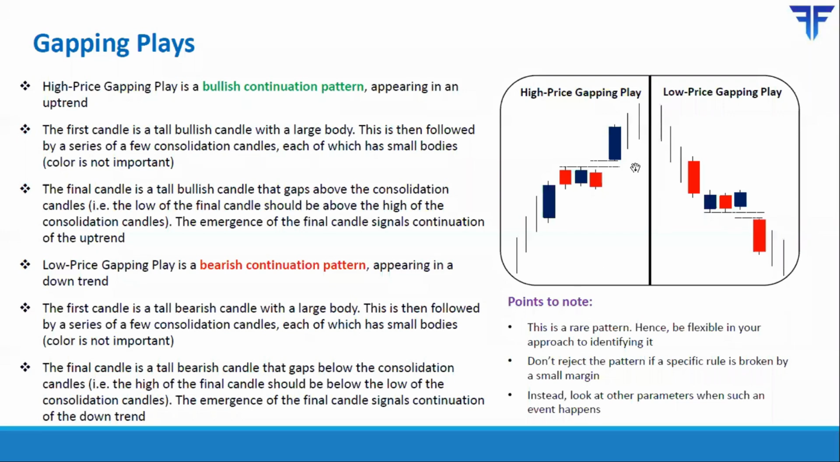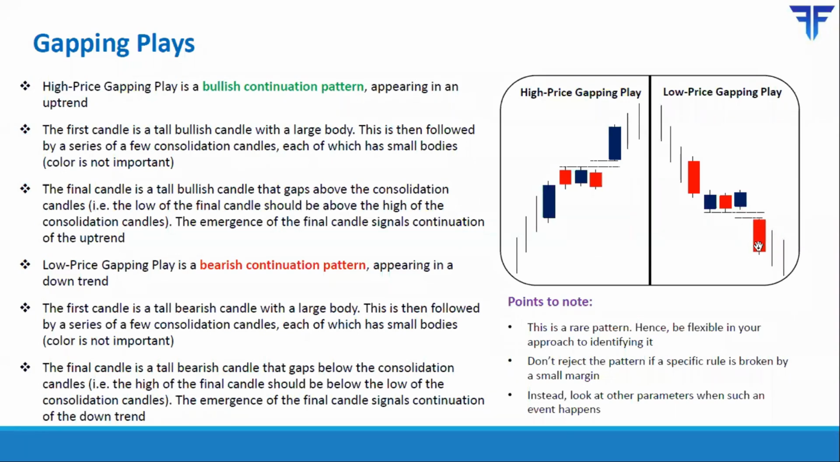So that is how a high price gapping play is traded. The opposite of this is the low price gapping play, which is a bearish continuation pattern. The first candle of this pattern is a tall bearish candle that appears in a downtrend. By the time this candle completes, it tells you that the downtrend is pretty much intact. Then in the next few candles, which could vary from 2, 3, 4, or even 5, there is consolidation in this downtrend. So following a strong downtrend, price starts to consolidate, indicating that the sellers are possibly taking a pause.